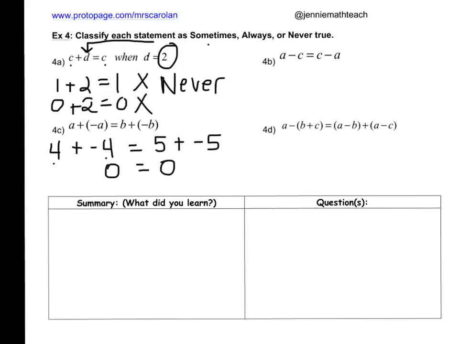So go ahead and try 4b and 4d, and then write a quick summary and at least one question that you have for me about this lesson. Then you can move on to do your in-class work. Good luck.